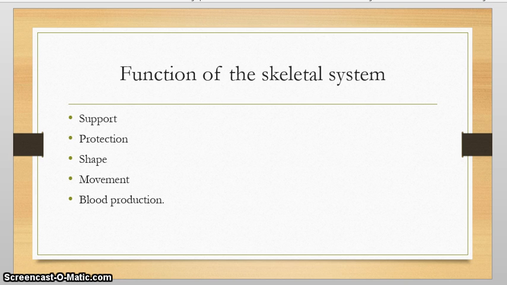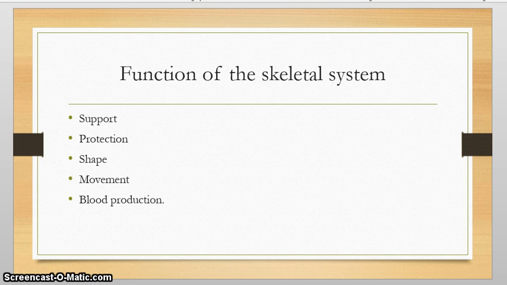Next one is the shape, and it gives the shape of the body and makes you tall or short. Basically, it gives you your overall body look after you've developed all the growth and everything that you've had.